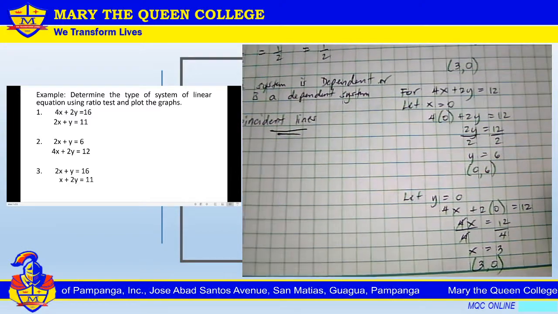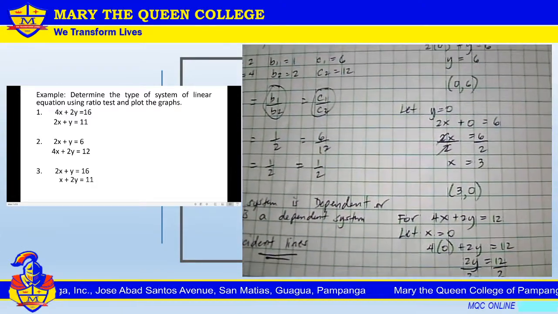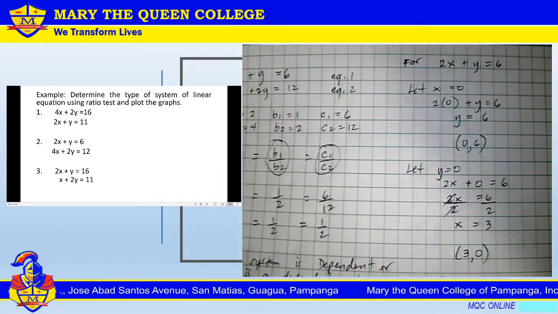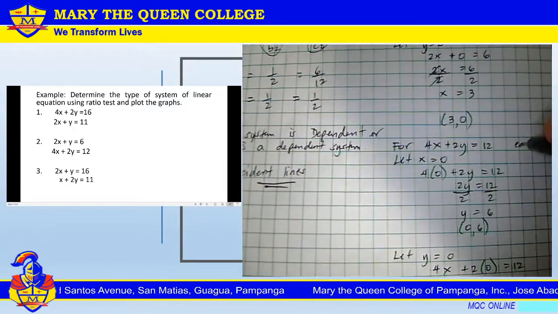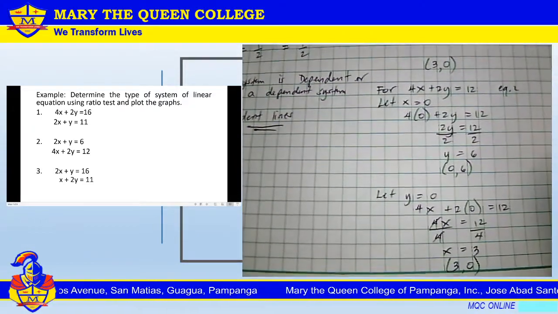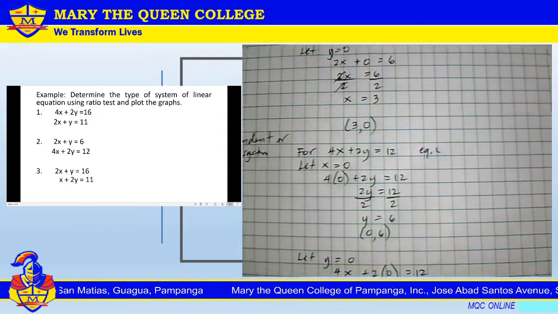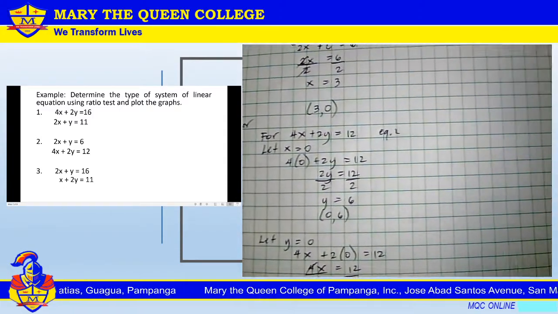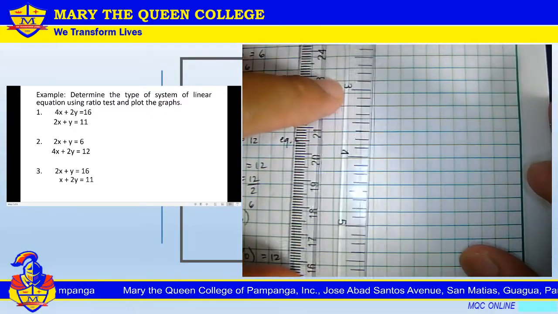By merely looking at the set of ordered pairs that we produced from our first equation and our second equation, they are just the same. But again, if we proceed to the graph, we can make some graph here.